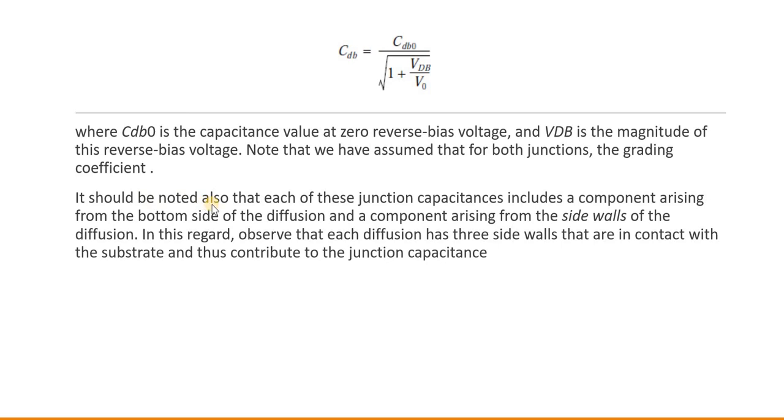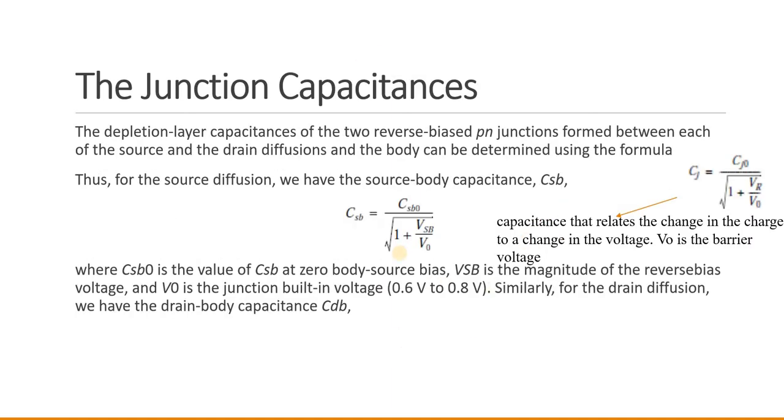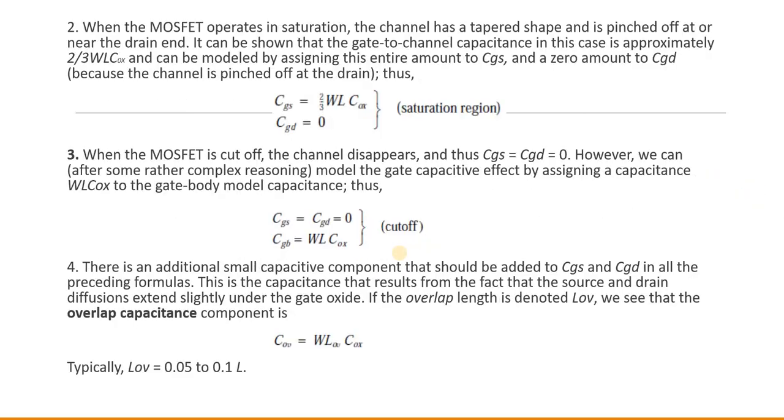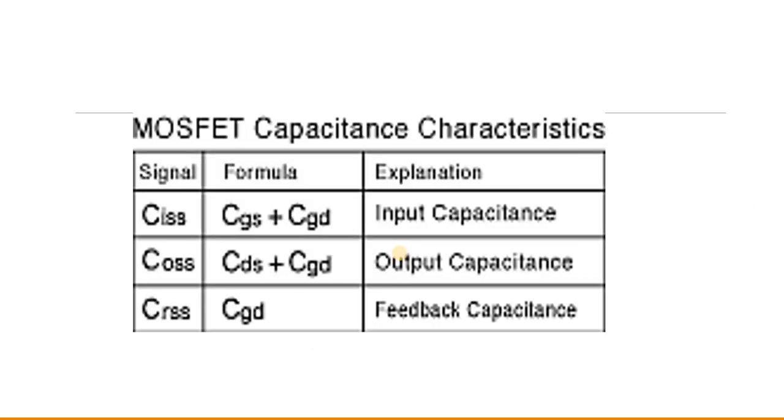It should also be noted that each of these junction capacitances includes a component arising from the bottom side of the diffusion and a component arising from the side walls of the diffusion. Altogether, we will be considering that the diffusion has three side walls in contact with the substrate, which thus contribute to the junction capacitances. So, junction capacitances, two formulas, CSB and CDB. That is nothing but the internal capacitances of the MOSFET.